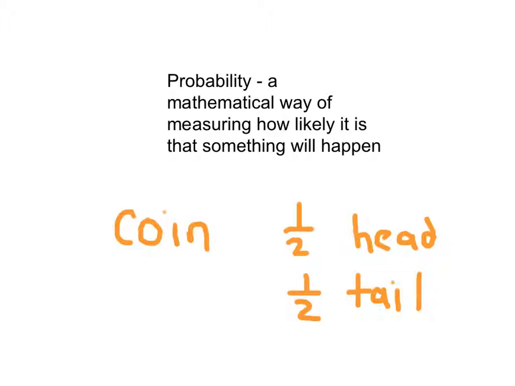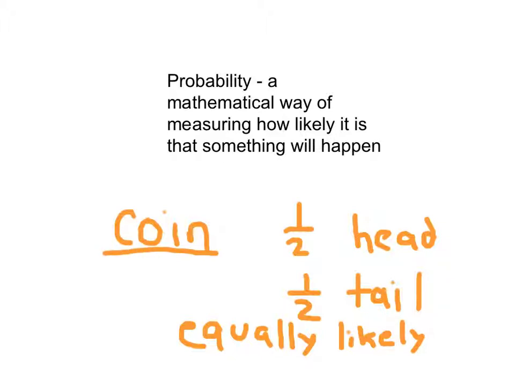Now, we call the heads and the tails both equally likely, since they are both 1/2. Those two possible outcomes of either a head or a tail are equally likely. And that's when we're talking about a coin. We're talking about the probability. The probability of a head is 1/2. The probability of a tail is 1/2. We call those possible outcomes equally likely.